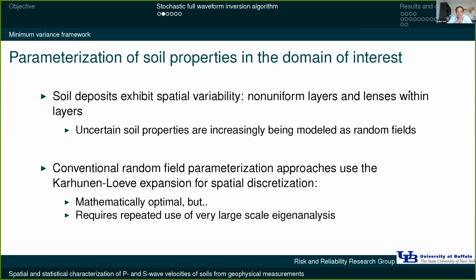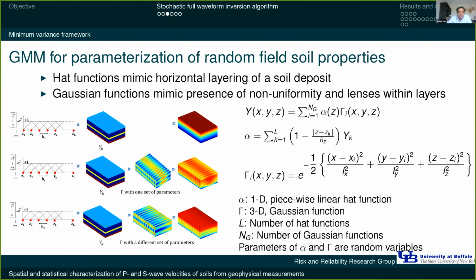Now, for FE simulation, we need to parameterize the soil properties in the domain of interest. Soil deposits exhibit spatial variability. We see non-uniform layers and lenses within layers. So uncertain soil properties are increasingly being modeled as random field. The conventional random field parameterization uses the Karhunen-Loève expansion for spatial discretization. It is mathematically optimal, but requires repeated use of very large-scale eigenanalysis. So to bypass this issue, we used Gaussian mixture model for parameterization of random field soil properties.